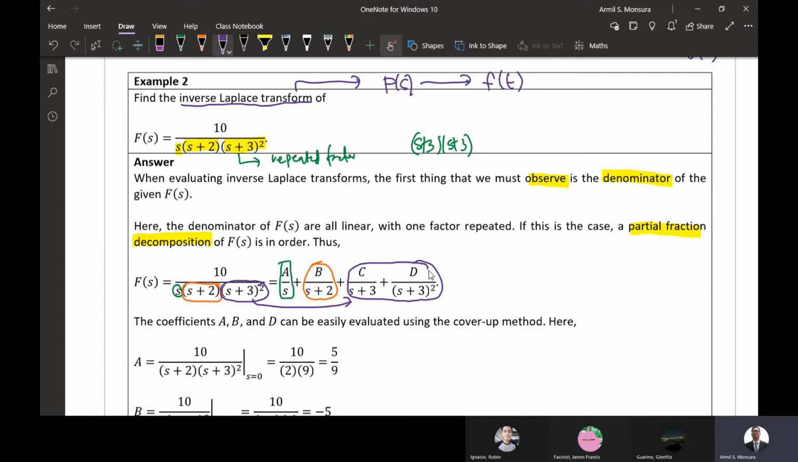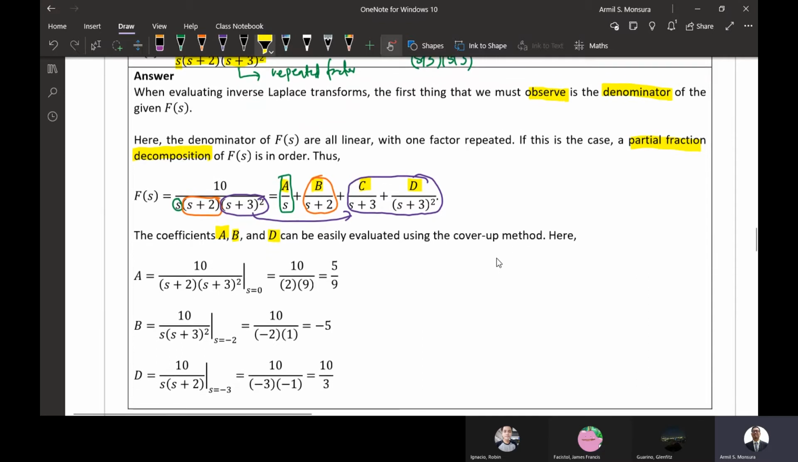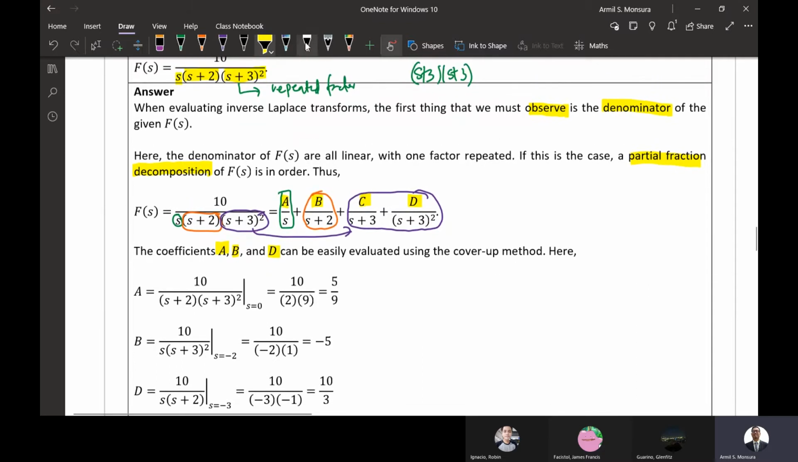And then, ang task natin ngayon is to evaluate these coefficients. Itong A, itong B, itong C, at saka itong D. So, we have to evaluate those. So, how do we evaluate them? Yung coefficients A, B, at saka D can be easily evaluated using yung tinatawag na cover-up method.